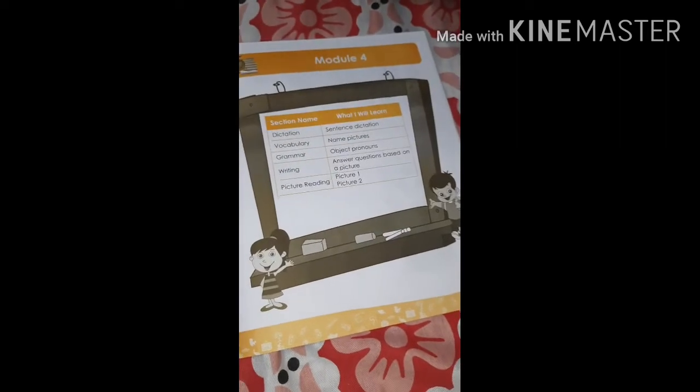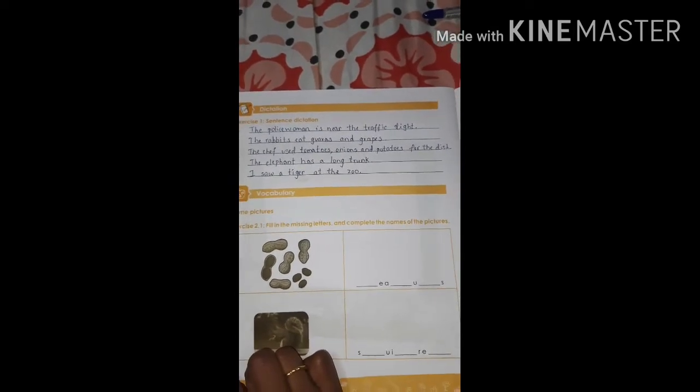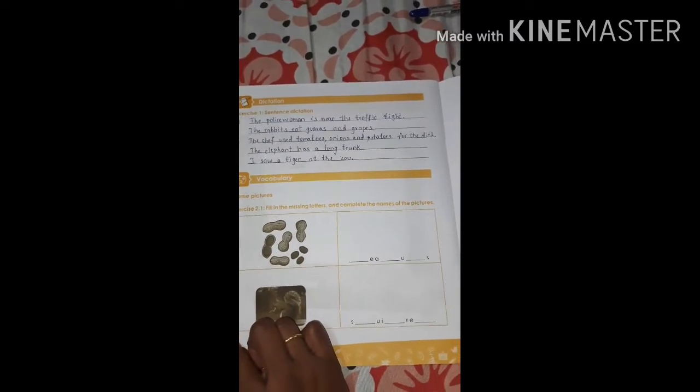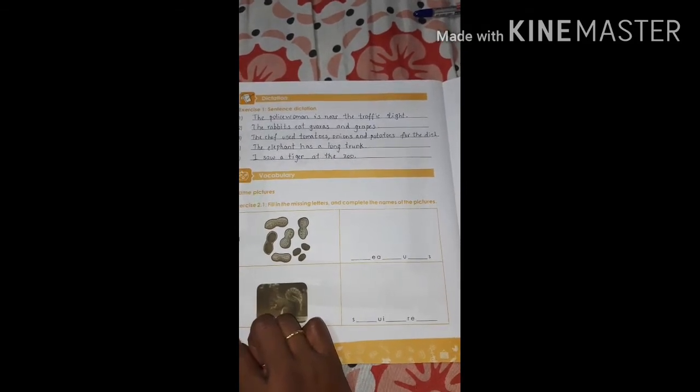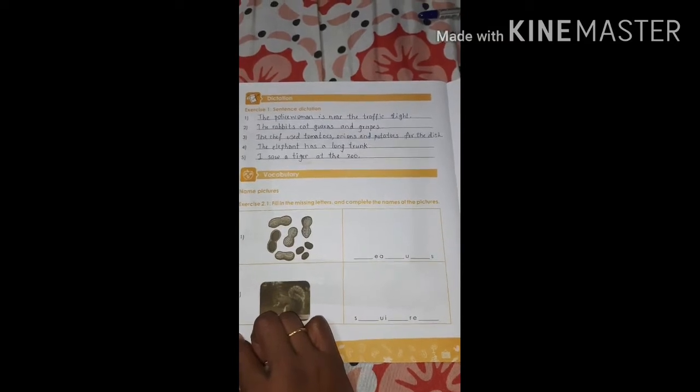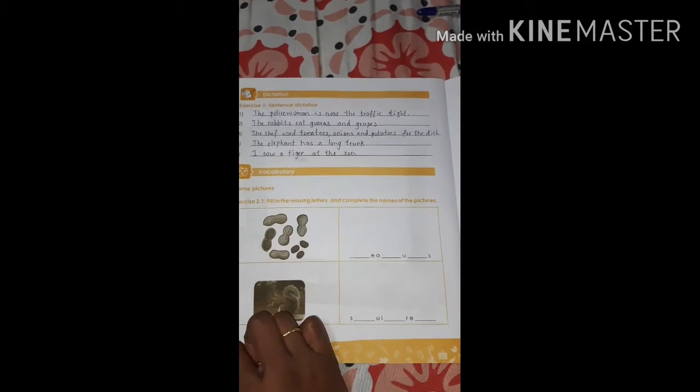Children, open your workbook. Come to module 4. Open page number 32. You have to write the sentence dictation in your workbook. The first sentence: The policewoman is near the traffic light. The rabbits eat guavas and grapes. Third, the chef used tomatoes, onions and potatoes for the dish. Fourth, the elephant has a long trunk. Fifth one, I saw a tiger at the zoo. Children, write this sentence neatly.